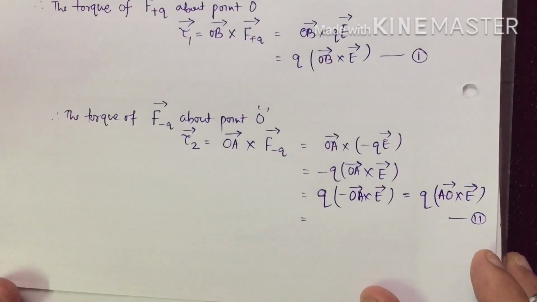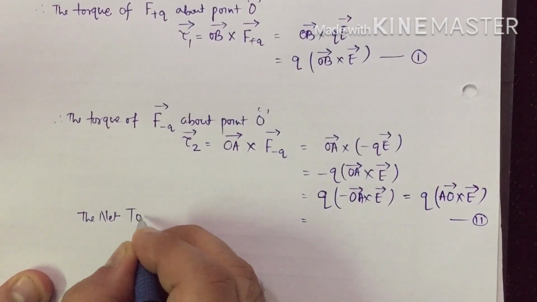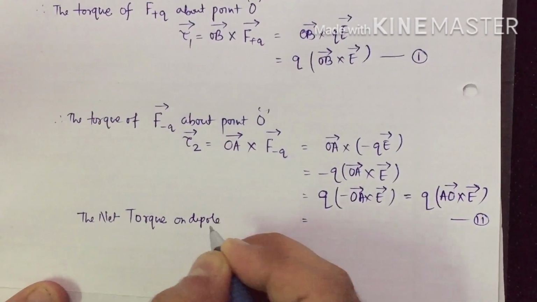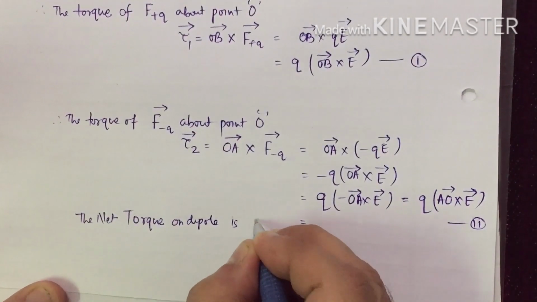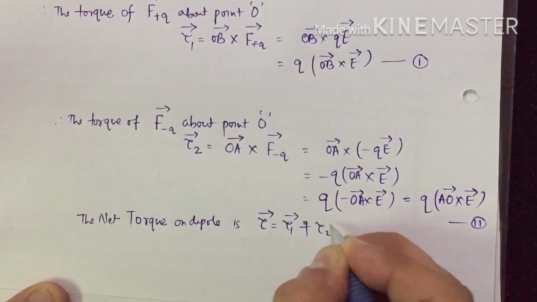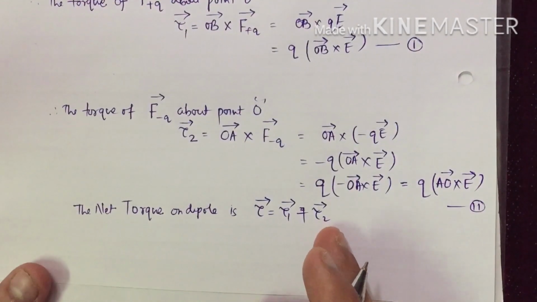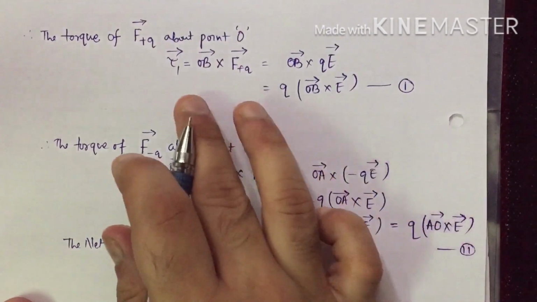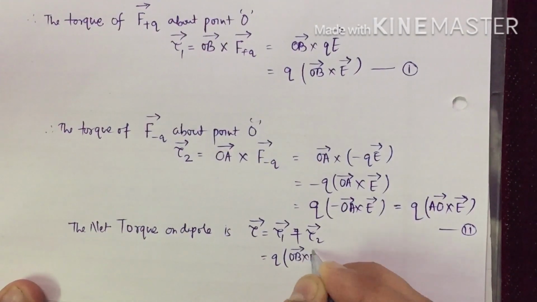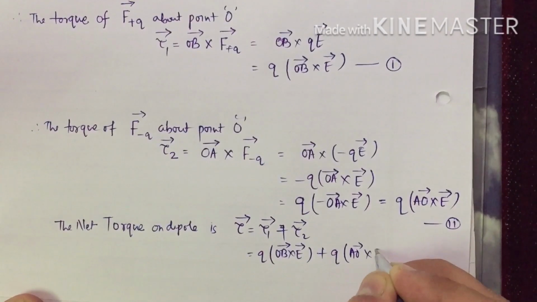Hence the net torque acting on the dipole, the net torque on the dipole, is tau vector, which is equal to tau 1 vector plus tau 2 vector. This is the net torque on the dipole. Let's put in the values of tau 1 and tau 2. This is tau 1, which is Q times OB vector cross E vector, and similarly tau 2 vector is plus Q times AO vector cross E vector.